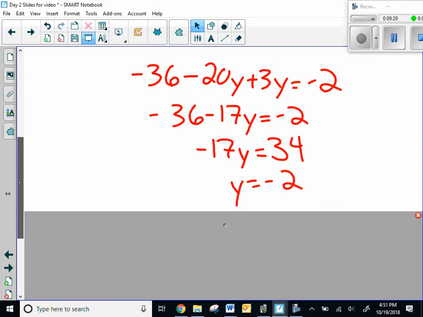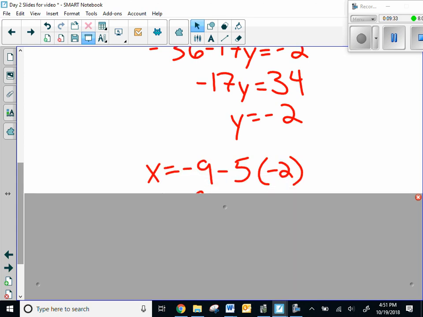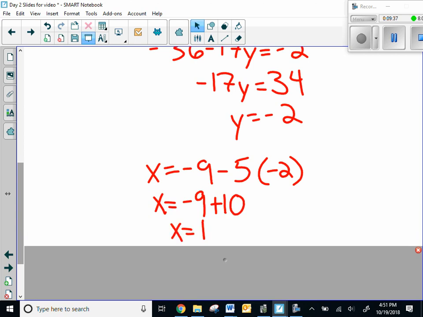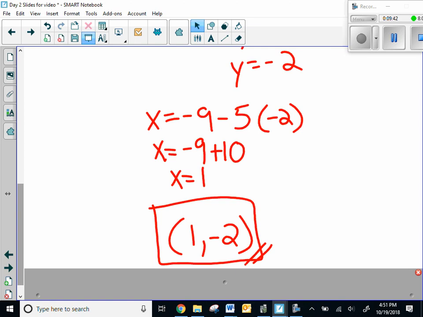Right? So we have the y value. We plug it in to that equation with the x alone to find the x value. You could have used the other equation, you'd still get the same answer. This is just easier. And we got x is 1. So our final answer is the point 1, -2.